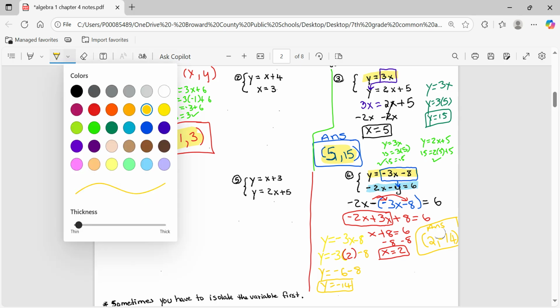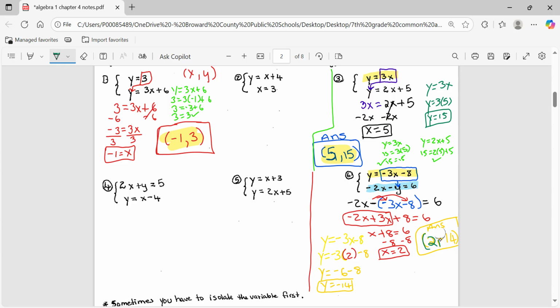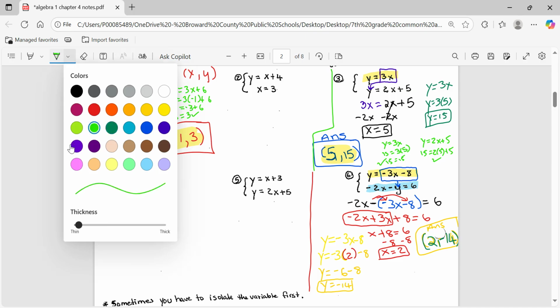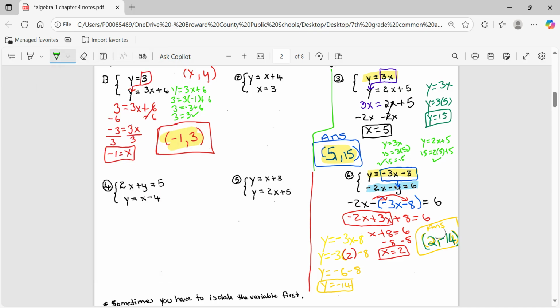But of course, I kind of want to check my answer. Let's see, (2, -14). And so I'm going to go ahead and check it. I will check it with the green. I'm going to substitute it in for the first equation and for the second equation.